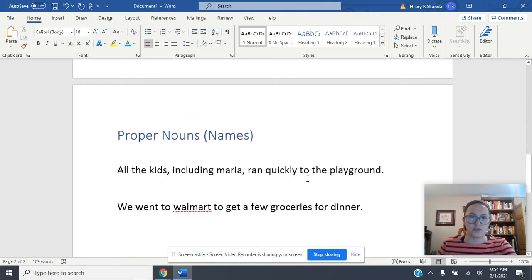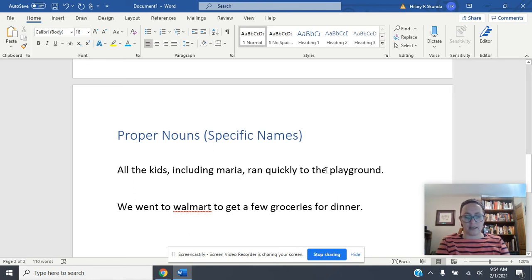Okay, our next rule is proper nouns. Proper nouns are names. Names of places, people, things, something specific. Maybe I should even add that in. Specific names. So here's an example. All the kids, including Maria, ran quickly to the playground.